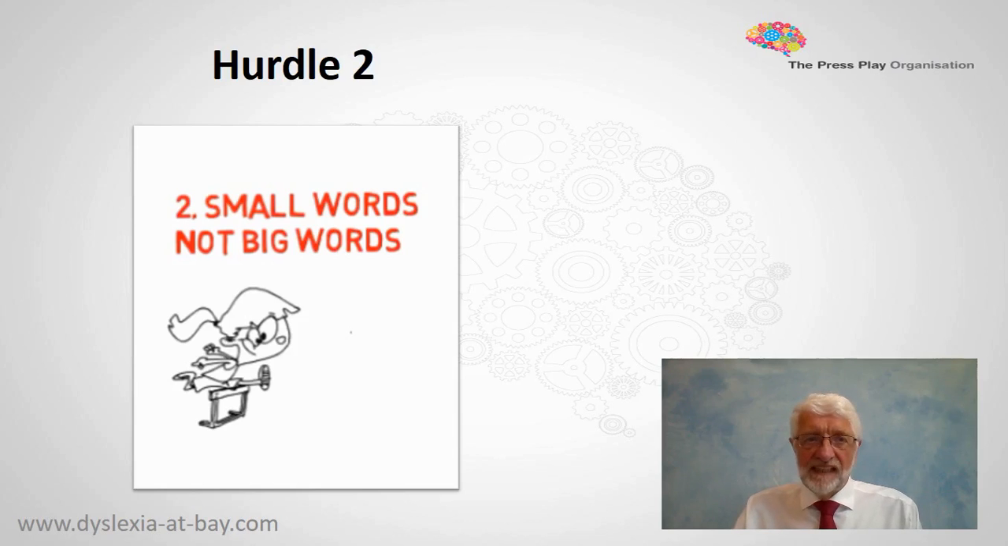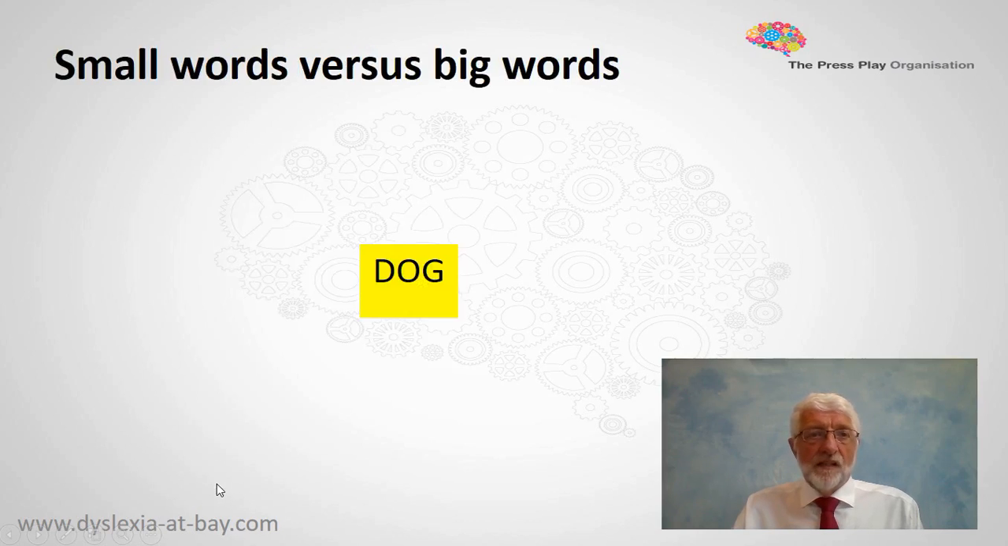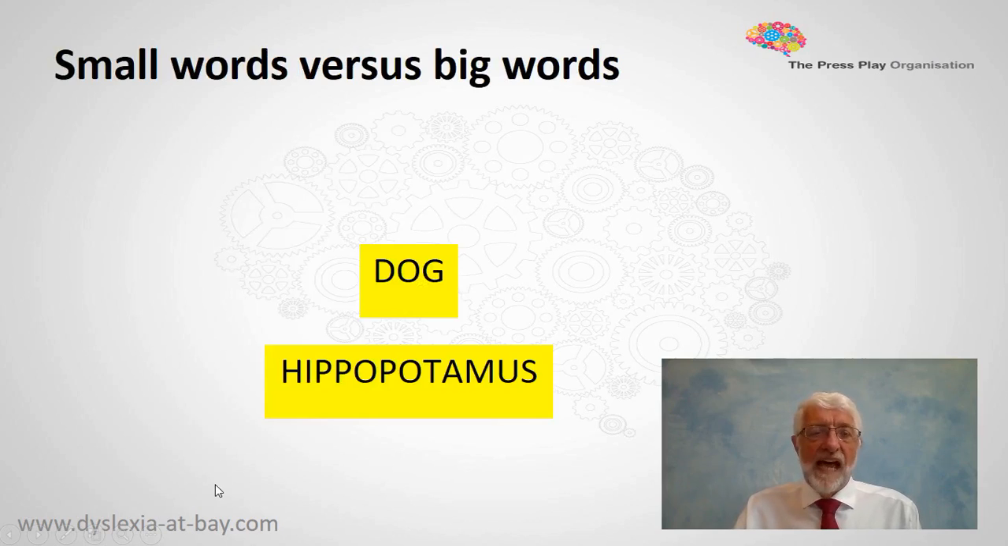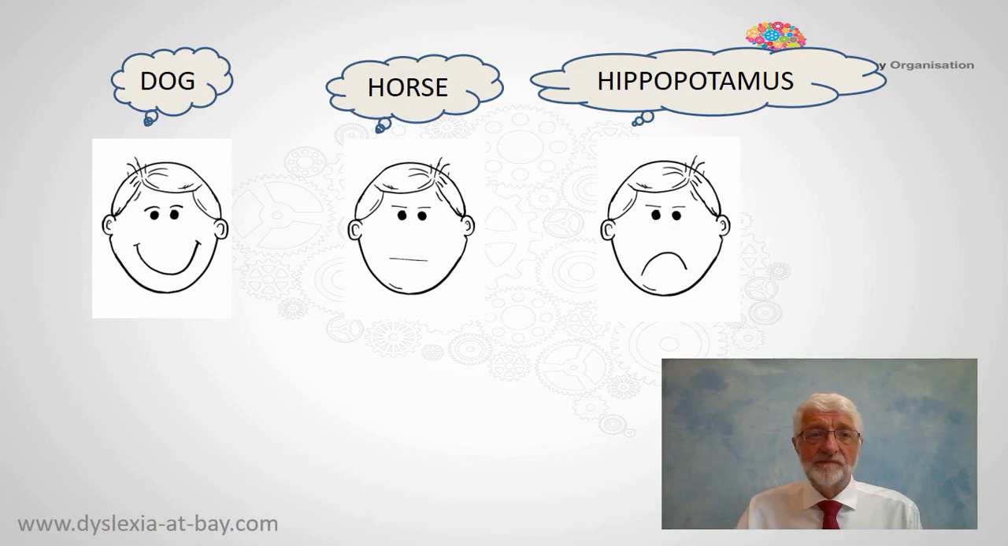Now let's come to the second hurdle: why children can spell small words but cannot spell big words. In other words, children can spell the word dog quite easily, but if you ask them to spell the word hippopotamus, that becomes very difficult, if not impossible, for them. So let's understand why that is.